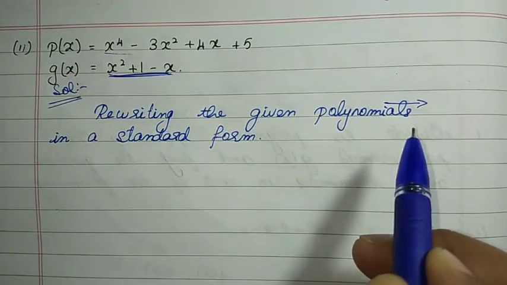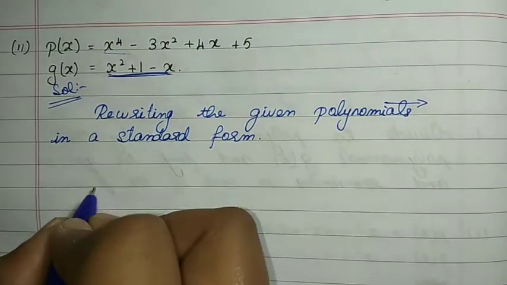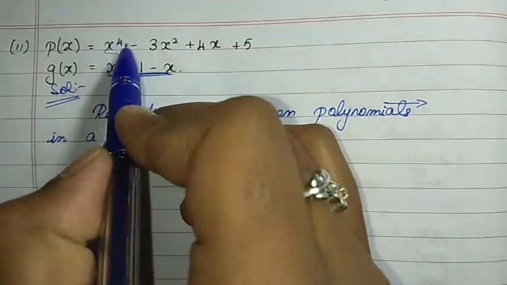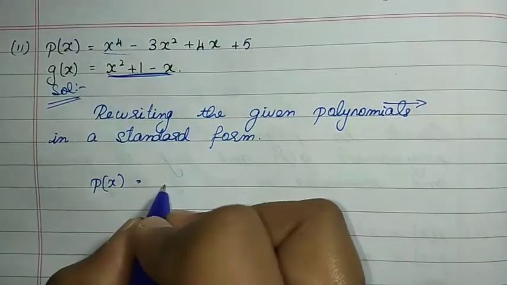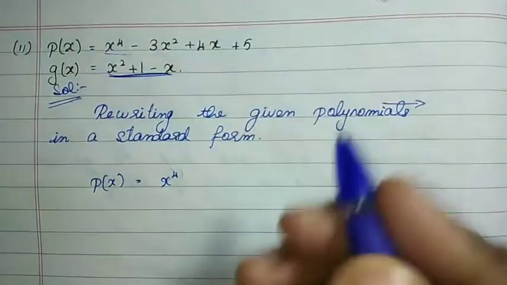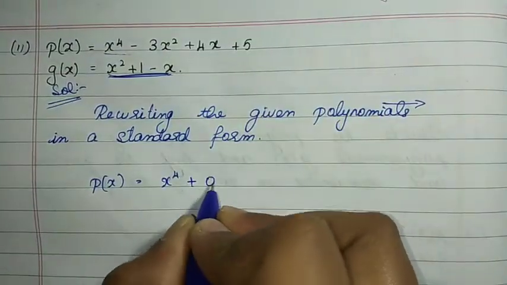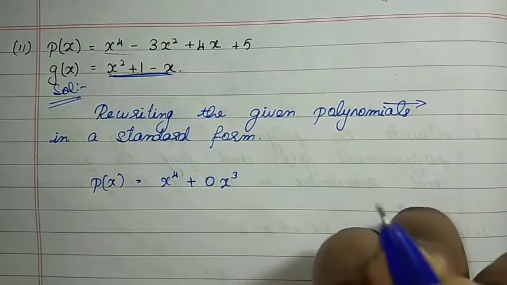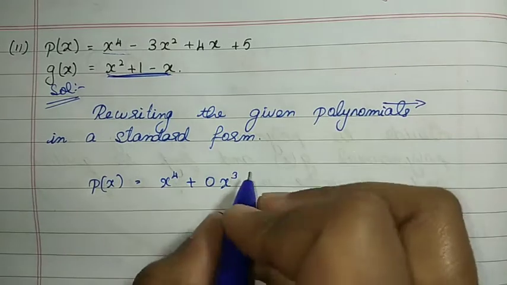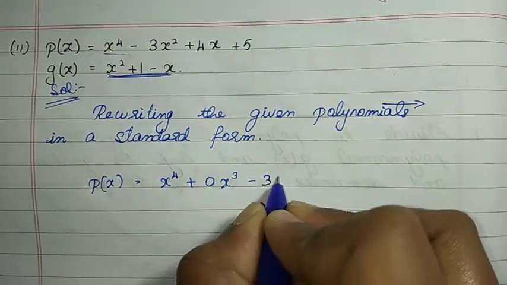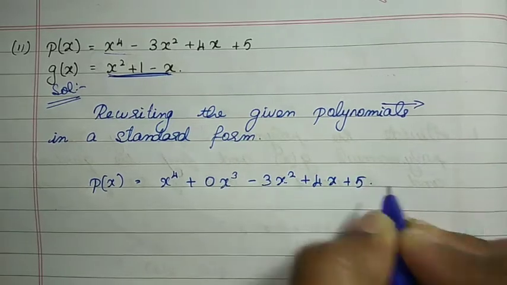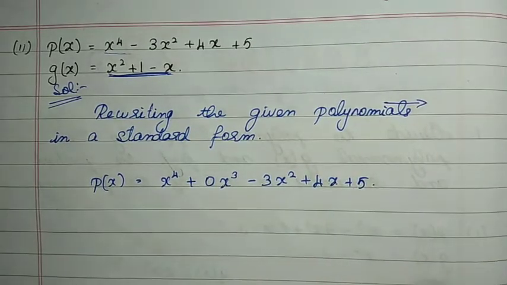Rewriting the given polynomials in the standard form, p of x will be, here the highest power is 4, so x power 4, and x cube is not there, so I will just write plus 0x cube. 0 into something is 0, so they have left it out, but in the standard form I'm just writing it, minus 3x square plus 4x plus 5. So now my p of x is in the standard form.